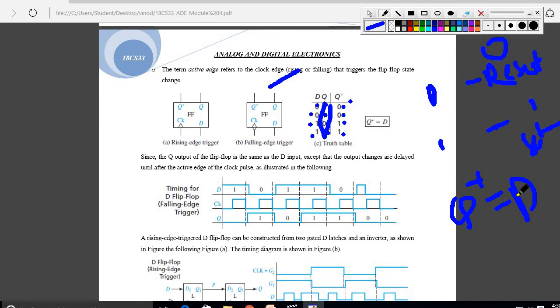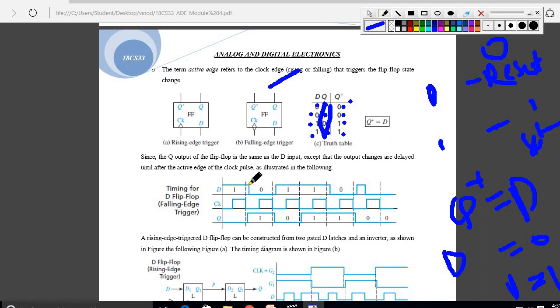Whatever the D input is, that is your Q plus. If D is 0, Q plus is 0. If D is 1, Q plus is also 1. That is exactly it. It will not store any previous values or depend on them. Whatever your D input value is, irrespective of the previous value, the present state value always follows the D input only. If D is 0, Q plus is 0, and if D is 1, Q plus is 1.